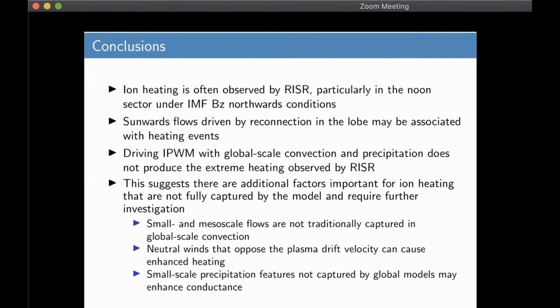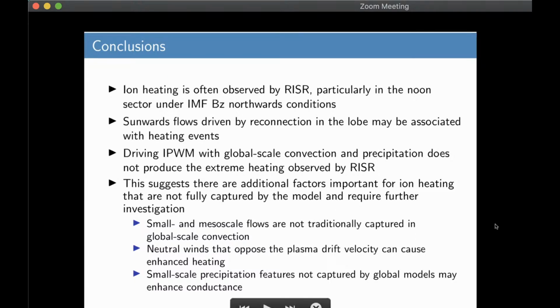What we're thinking is that the sunward flow driven by lobe-cell reconnection may be associated with these heating events. However, we cannot reproduce this very well right now with modeling driven by global convection and precipitation patterns, which suggests that there is important work to do in the future to capture what dynamics are not fully being captured right now by the model.